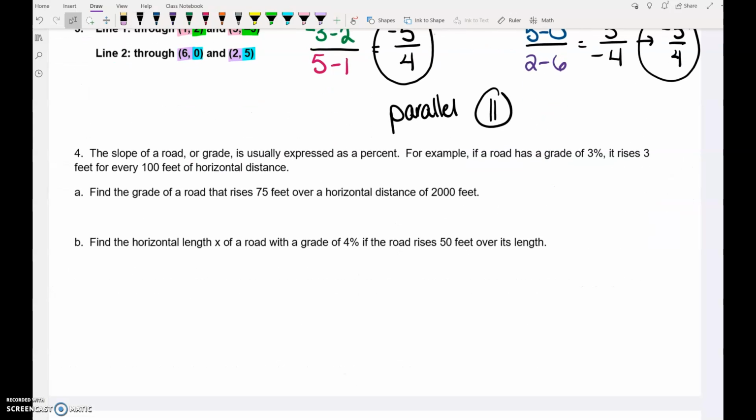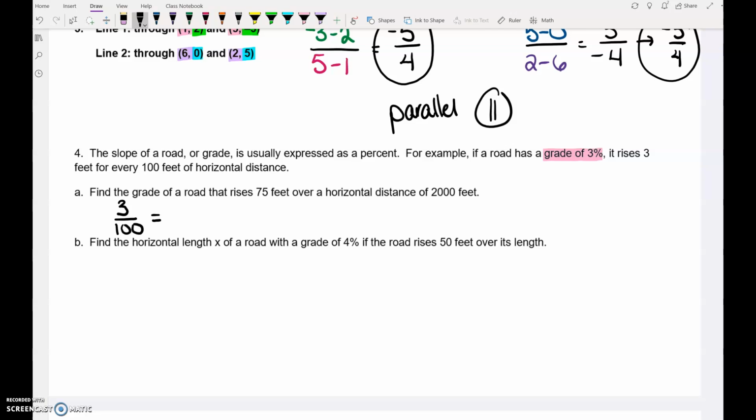The slope of a road, or the grade, is usually expressed as a percent. For example, if a road has a grade of 3%, that means that it rises 3 feet for every 100 feet of horizontal distance. The easiest way to do this is to set up a proportion. 3% per cent, cent is a term that means 100. So per cent means out of 100. 3% means for every 3 feet of rise, there is 100 feet of horizontal distance.